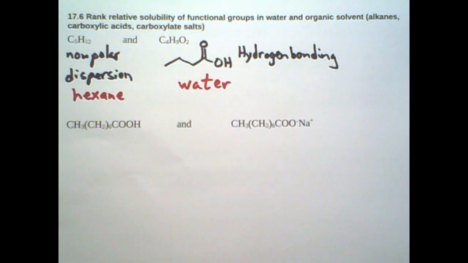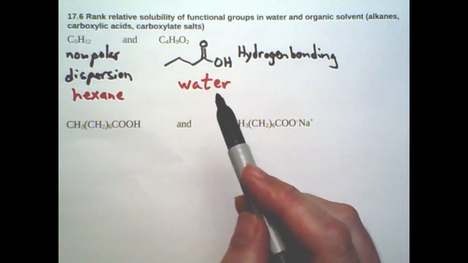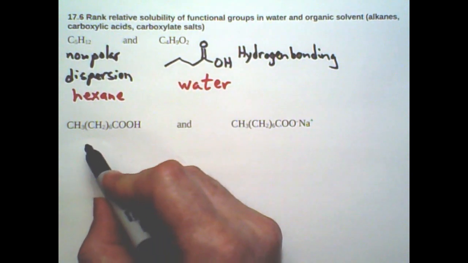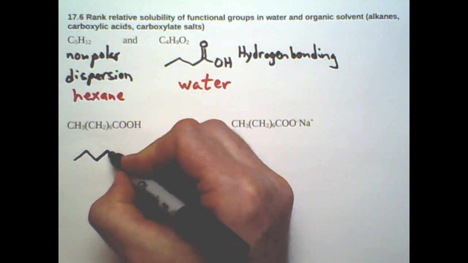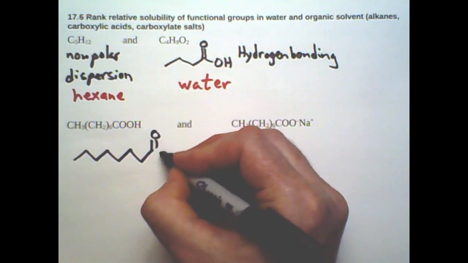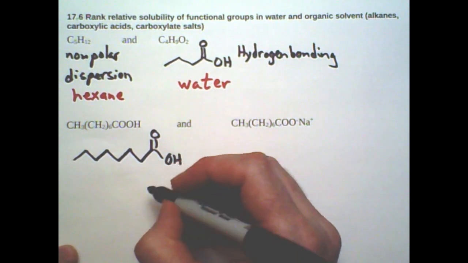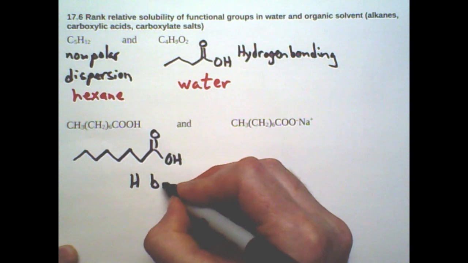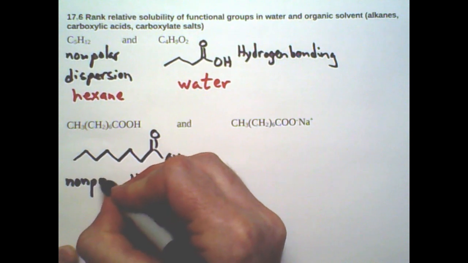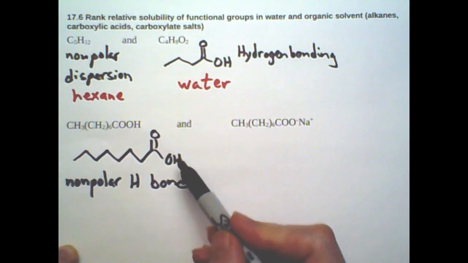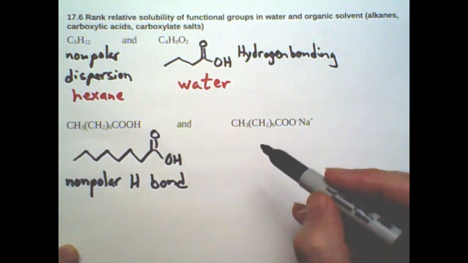And memorizing these functional groups so that you can look at a molecule and say, it has this intermolecular force. We can go to this next one. 8 carbons total. 1, 2, 3, 4, 5, 6, 7, 8. Carboxylic acid group. You can just look at it and say what kind of intermolecular force it has. We've got hydrogen bonds on this end. We've got nonpolar on this end. So this molecule, one end of it would like to dissolve in water, and one end of it in organic solvents.